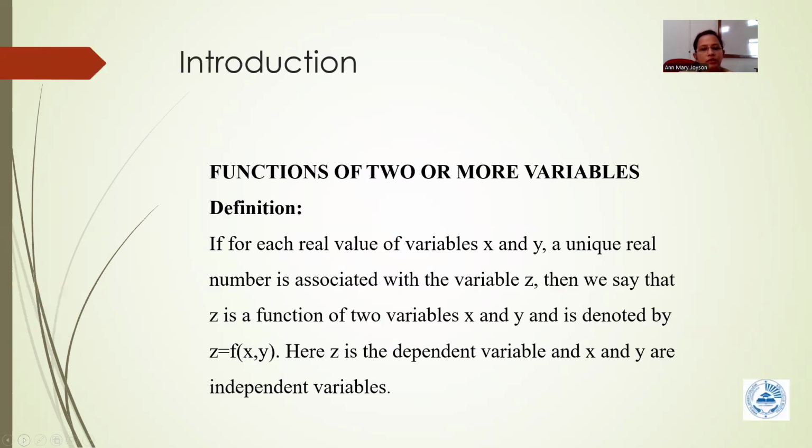So let us get introduced to functions of two or more variables. For each real value of variables x and y, we have a unique real number which is associated with the variable z. Then we say that z is a function of two variables x and y and is denoted by z equal to f(x, y). So here x and y are called independent variables and z depends upon the value of x and y. So we are dealing with functions of two or more variables.